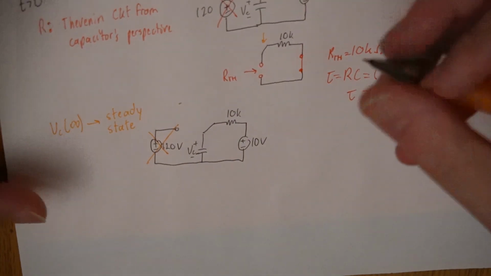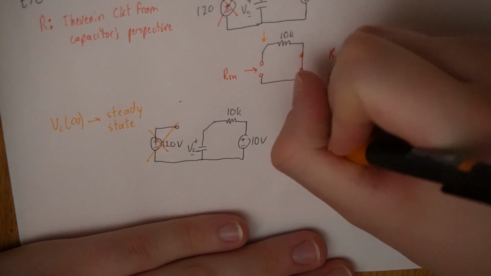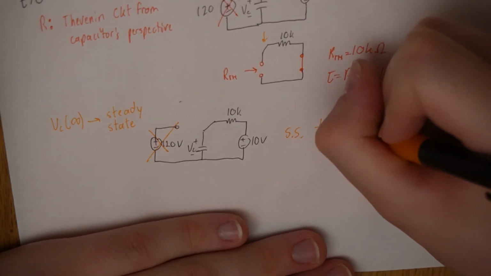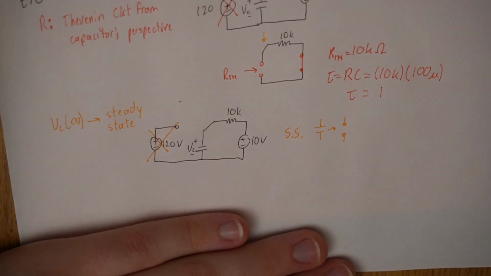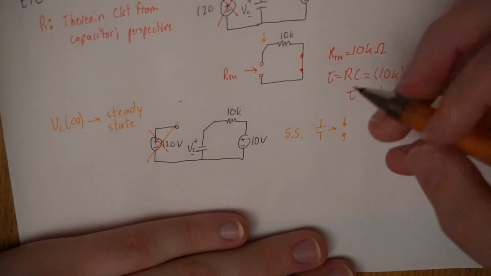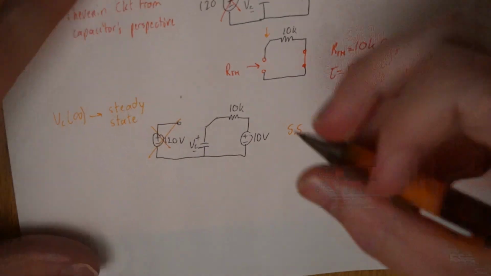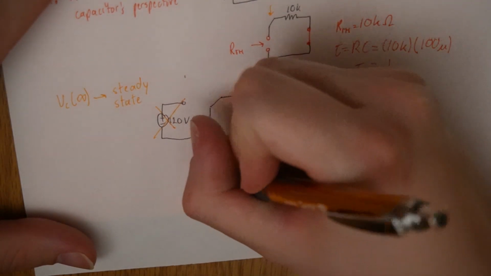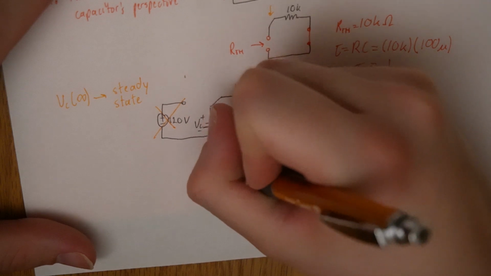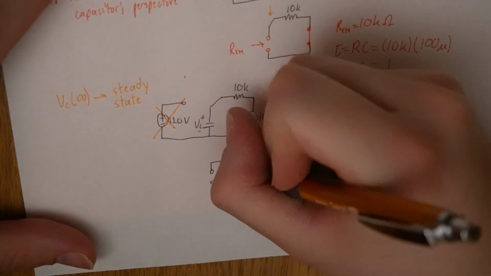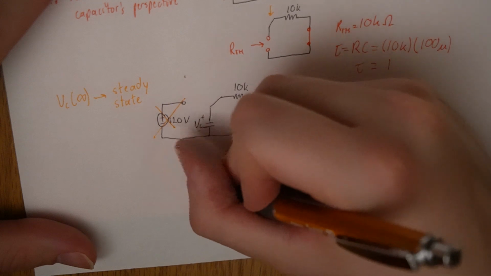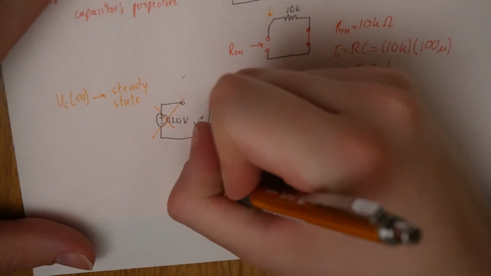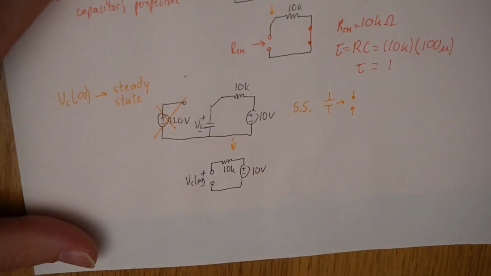Now in steady state, the capacitor will become an open circuit. And we're going to look for the voltage across that. So in steady state, draw the arrow, capacitor will become open circuit. I got my 10K, plus minus 10 volts. And I'm going to look for VC infinity, which is actually across there.